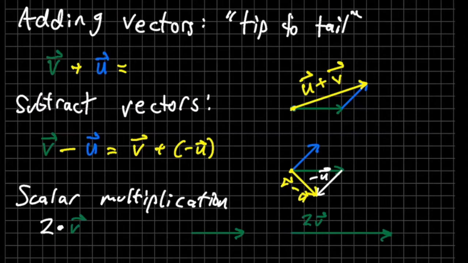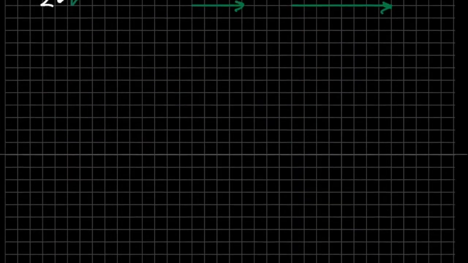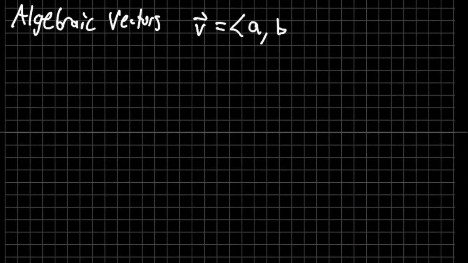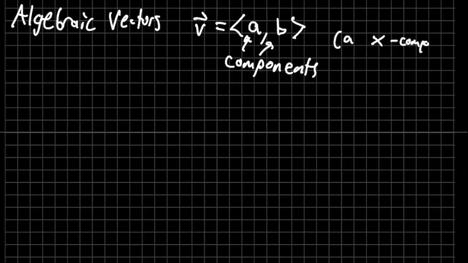We can represent vectors using algebraic notation, which makes it a little bit easier to work with vectors. For example, we could call a vector v and define it in terms of its components. a and b are the components of the vector. And a is going to be in the x direction, left and right. So a we'll sometimes call the x component, and then b is the y component.